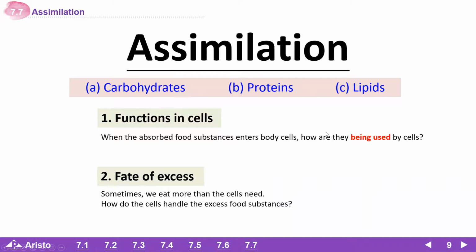But sometimes you eat too much, right? And the cells cannot use them all. So for these excess parts, how are they being handled? Okay, so fate, 解命運，即係話呢啲 excess 嘅 food substances 有啲咩下場咧咁樣。So take out your notes and you're going to mark down answers.